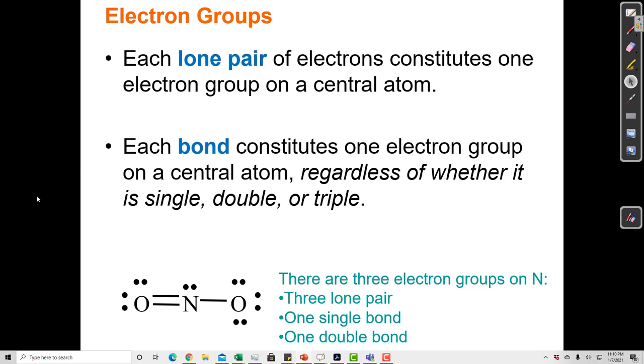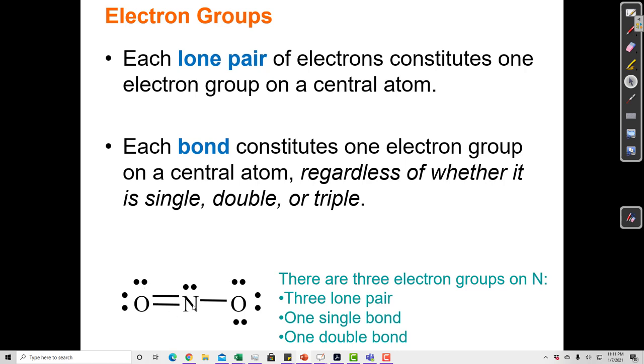So if we are counting the electron groups, let's look at this molecule down here. Here is an atom. How many electron groups are around this atom? Well, this lone pair counts as one. This lone pair counts as another one, so that's two. And here's a bond. That bond counts as another one, so that's three. It doesn't matter that it's a double bond. It only counts once. One, two, three.